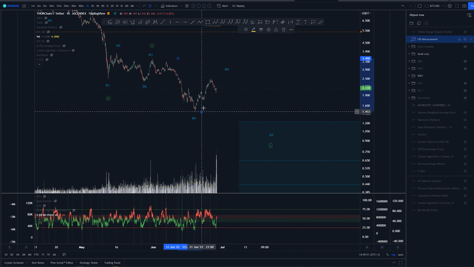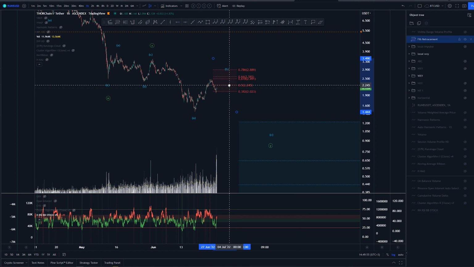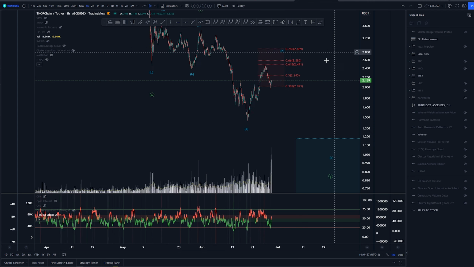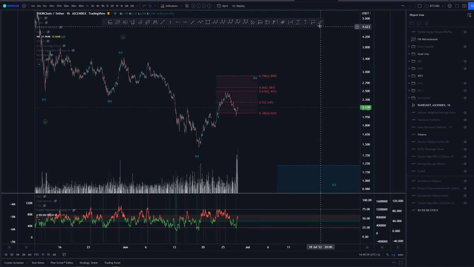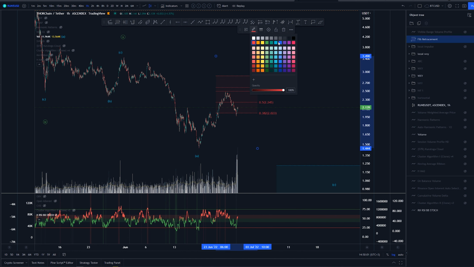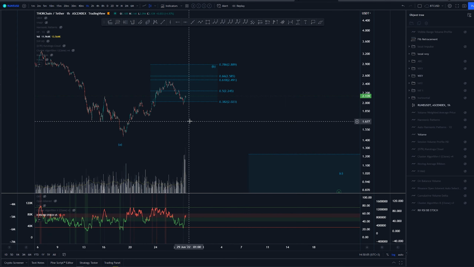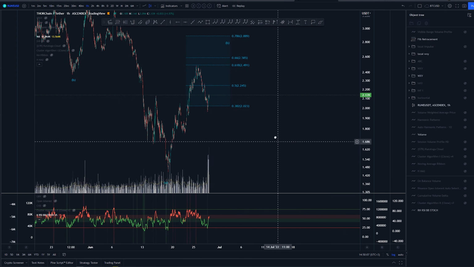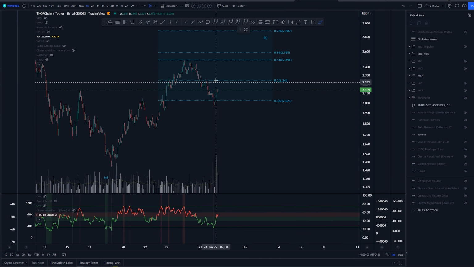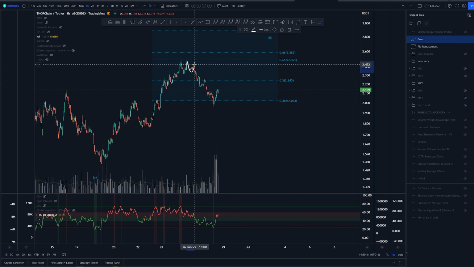Let's take a look at where we landed at the moment. I think golden pocket would be a good guess. And yep, right into the golden pocket again, which has happened quite a few times now on other cryptos as well. So if indeed we are looking for 5 waves down, we could be looking for 5 waves here, 1, 2, 3, 4, and possibly 5.